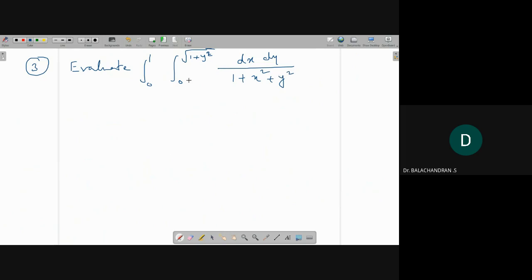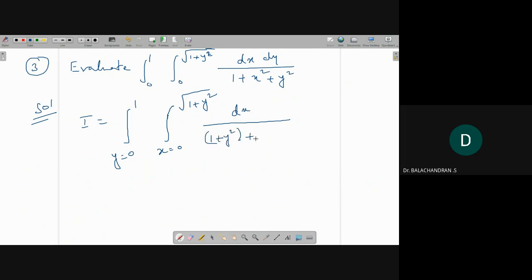So here, if you see, what is varying? X is varying. First x varies from 0 to root of 1 plus y square, and y varies from 0 to 1, so first dx, and then dy. I write the denominator as 1 plus y square plus x square. The reason why I am writing the denominator like this is that the integration of dx by a square plus x square is equal to what?